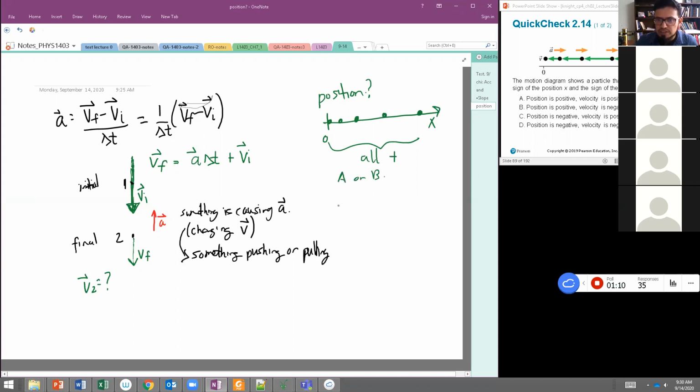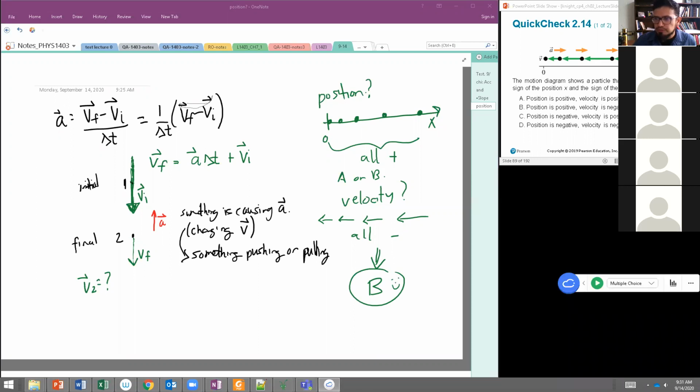Next question is velocity. For velocity, all we have to look at is whether they're going to the left or to the right. So for velocity, they're all pointing in the negative direction. So these are all negative. And so that means from those choices, option B has to be the right answer. Okay?